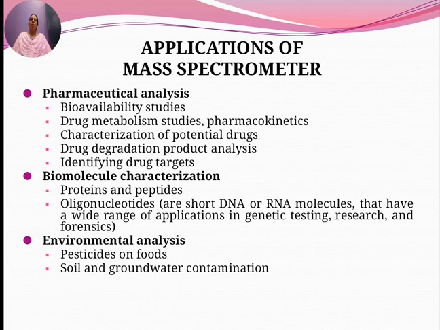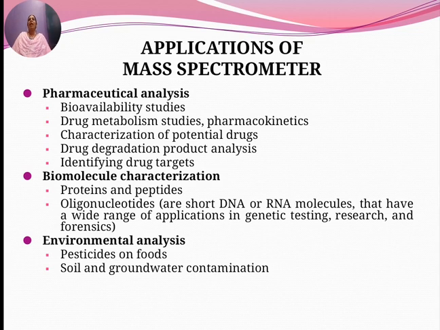Then biomolecular characterization, that is to characterize proteins and peptides. Then oligonucleotides, that are short DNA or RNA molecules that have a wide range of applications in genetic testing, research, and forensics. So they are used for biomolecule characterization, proteins and peptides, and oligonucleotides.